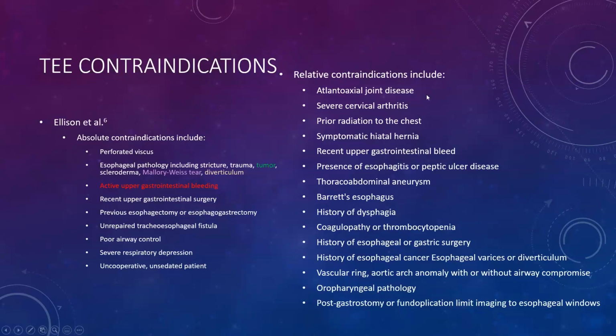And then we see the long list of relative contraindications. Trying to see if there's anything really new here. Post-gastrostomy, fundoplication, esophageal cancers, vascular rings for a similar reason to the thoracic aortic aneurysm, history of dysphagia, Barrett's esophagus, peptic ulcer disease.